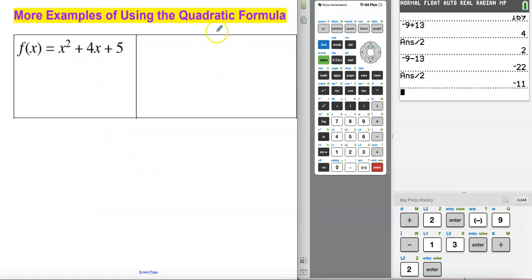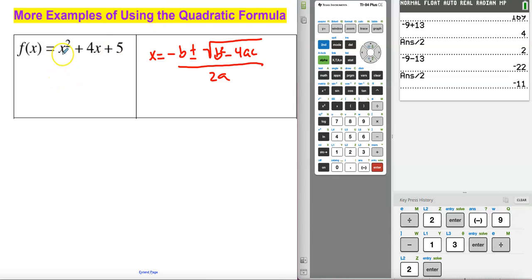Okay, so let's look at some more examples here. So first of all, using the quadratic formula, and if you have to write the quadratic formula down every single time, that's fine. x equals -b plus or minus the square root of b squared minus 4ac all divided by 2a. Okay, and so I'm going to come over here. I see that this is f of x is equal to x squared plus 4x plus 5, and I want to solve these equations using the quadratic formula, of course.